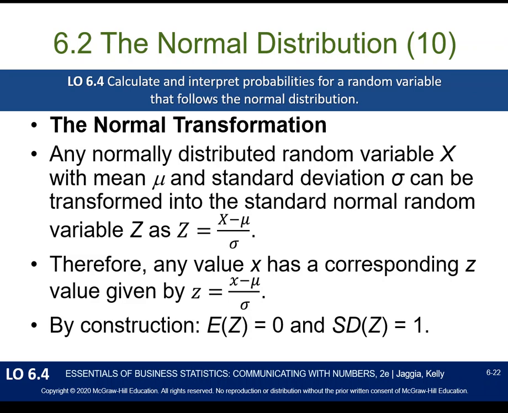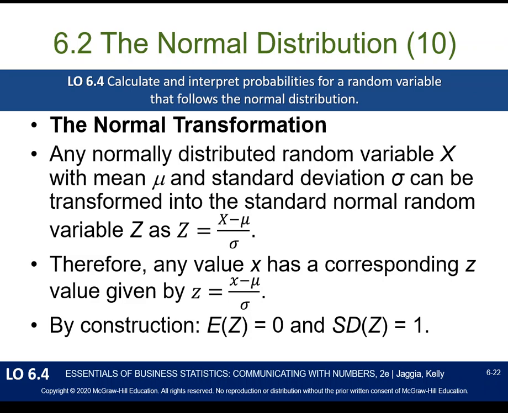Essentially we're converting it into a standard normal so that we can apply all of these statistical principles that we can use with a standard normal distribution. So by standardizing it, you're going to calculate the z-score and convert it to a standard normal distribution. The z-score is really easy to calculate. It's just your random variable x minus the mean, divided by the standard deviation.